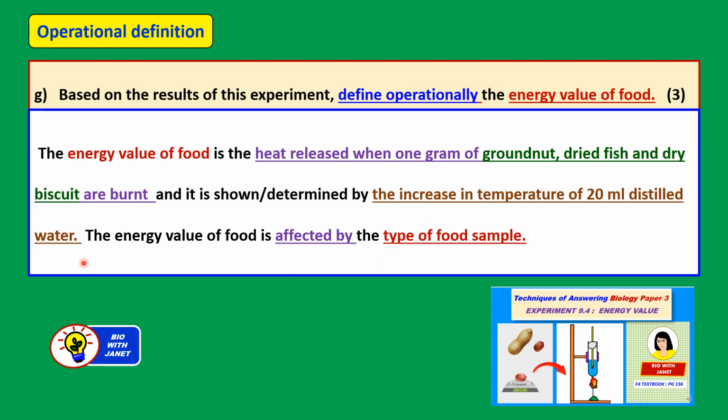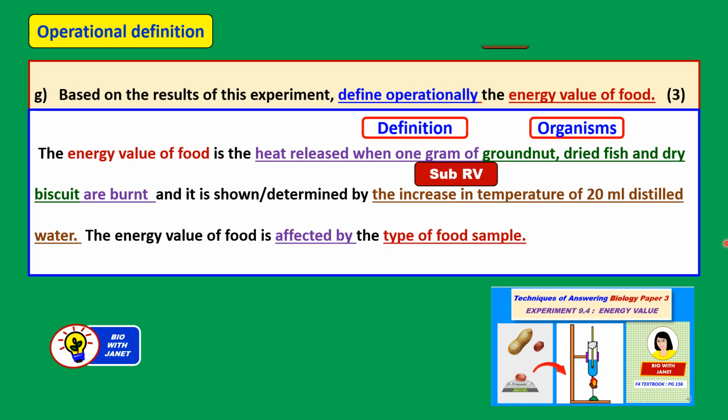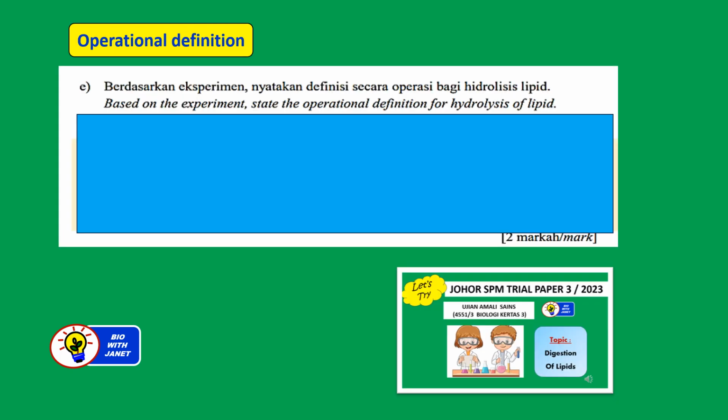Then the energy value of food, all right, as in the definition, is affected by the type of food samples, the type of food sample. Okay, so that is your MV. Now here I also included the CV, all right, which is optional in this case, but it's more complete. Okay, so that's it. Let's look at another operational definition.